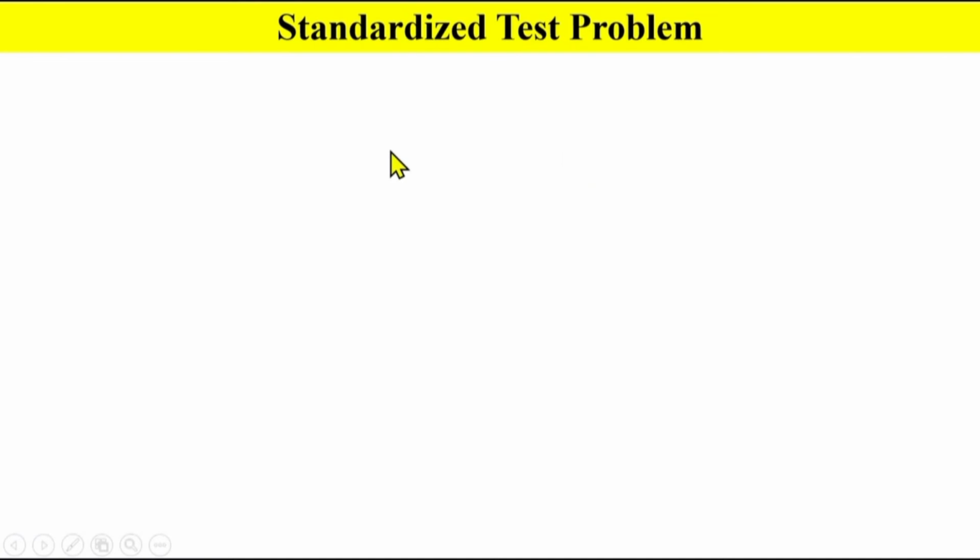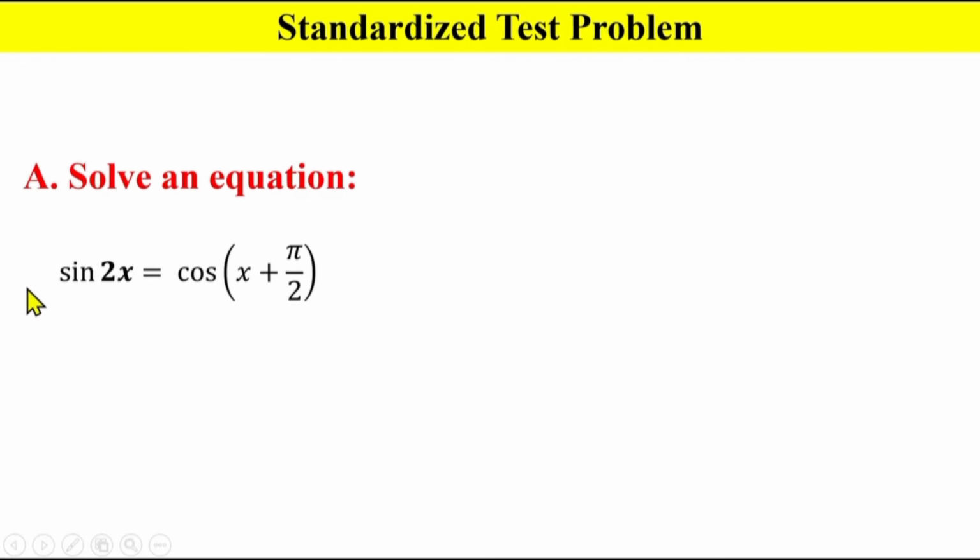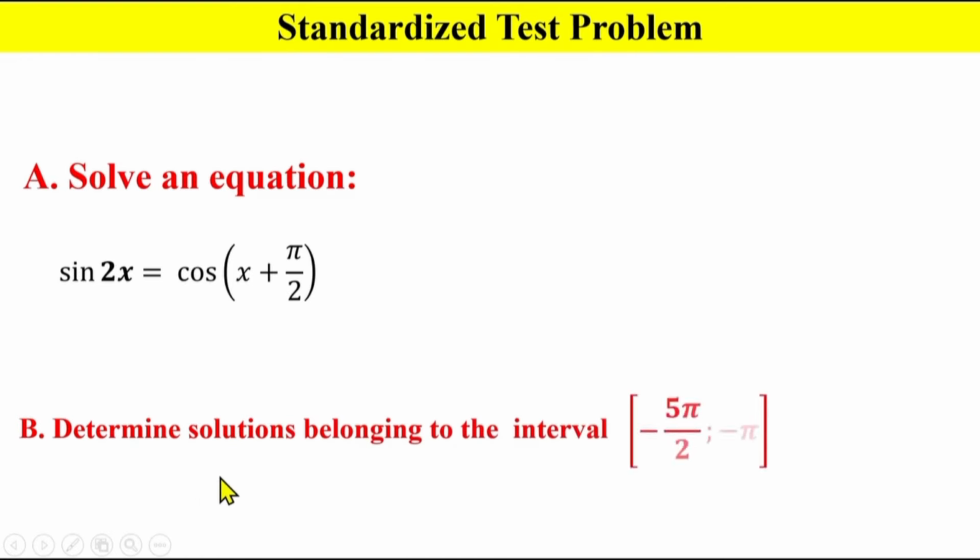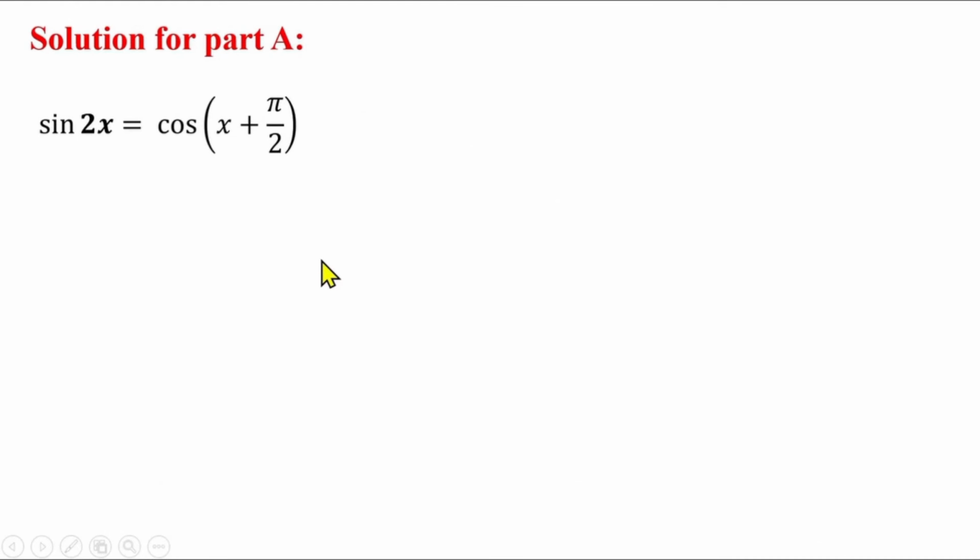In this video, we will solve a standardized test problem which consists of two parts. In part A, we must solve this trigonometric equation, and in part B, we must determine solutions of this equation belonging to the given interval. Now we go to the solution for part A.